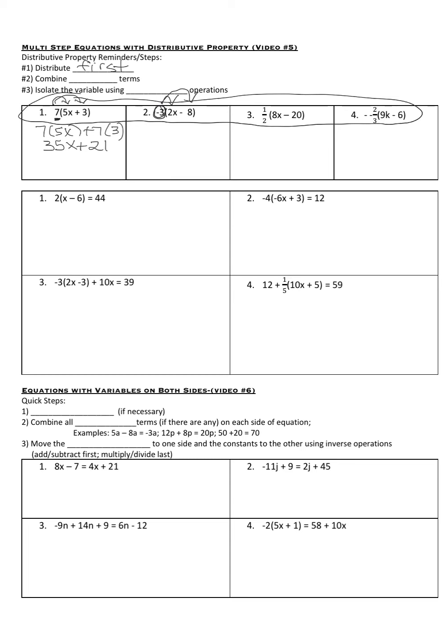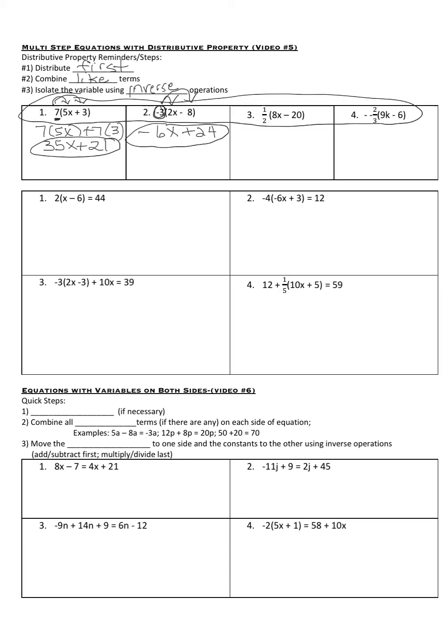The second step is to combine like terms. Okay, and then we're going to isolate the variable using inverse operations. But this first line of 4 examples is just practicing distributive property. There are no like terms, so this one is done. You cannot combine 35x and 21. Negative 3 times 2x is negative 6x, and negative 3 times negative 8 is a positive 24. And you're done because these are not like terms.